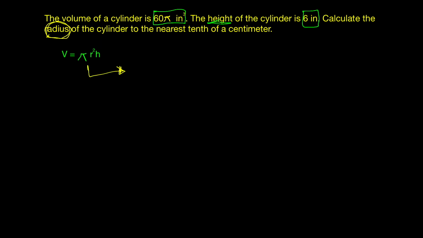So if I make the substitutions, I'm going to exchange volume for 60. That's going to equal pi. We're trying to find the radius, so r stays as a variable, and then the height is going to be 6. So I'm going to replace h with 6. Now I can solve this equation for r.